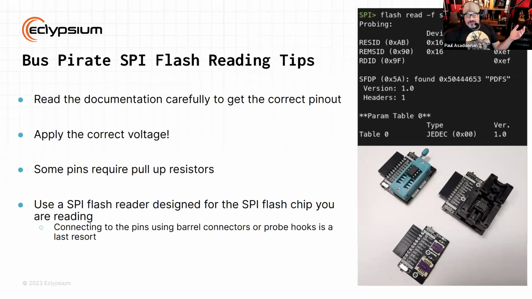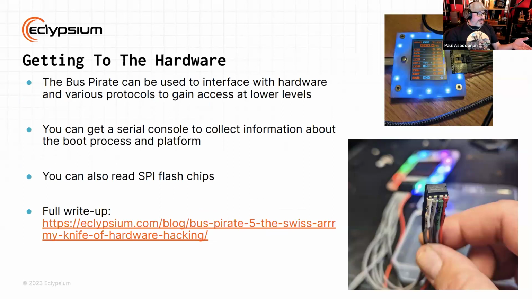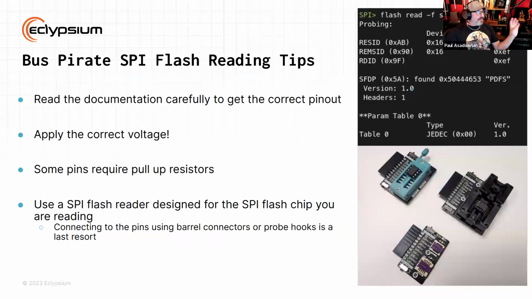And also, don't do what I did in this previous slide, with the barrel connectors on the various pins. It does work, but it's not recommended. Those pins are very delicate. I broke a SPI flash chip in the creation of that blog post. But Bus Pirate, the picture that's here on this slide, actually makes adapters for reading SPI flash chips. So rather than connecting to the pins, you put the SPI flash chip inside of this reader. And that's a much better way to do it.